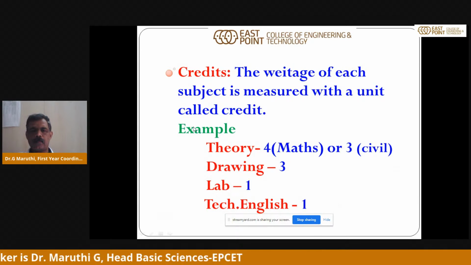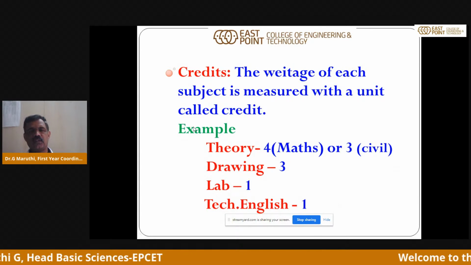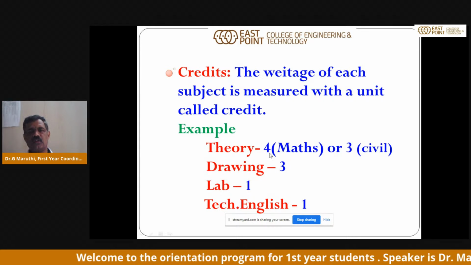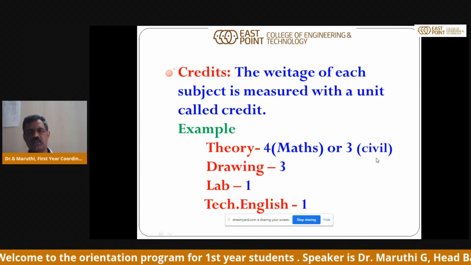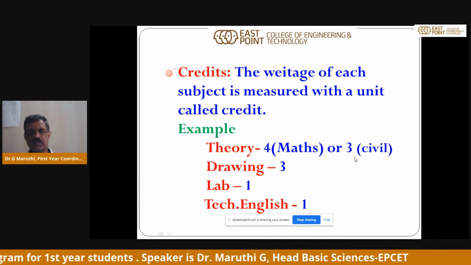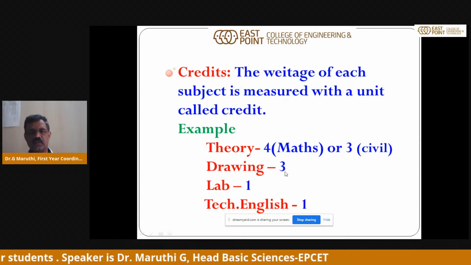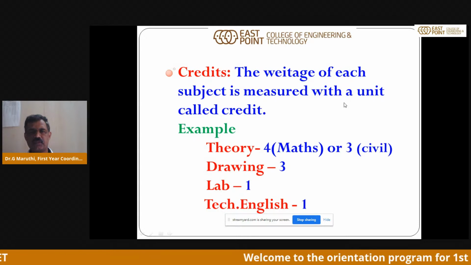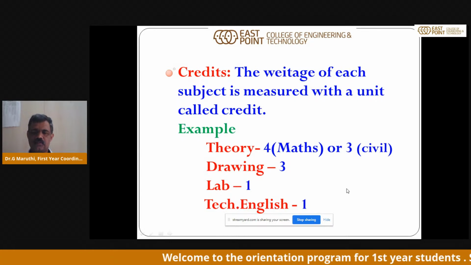So in the beginning, I mentioned different subjects will be having different credits. Say certain subjects like maths, physics, chemistry got a credit of 4. There are certain subjects like civil, mechanical and all have got a credit of 3. Drawing also got a credit 3. Labs have got credit 1. Technical English is also having a 1 credit. So the weightage of each subject is measured with a unit called credit.